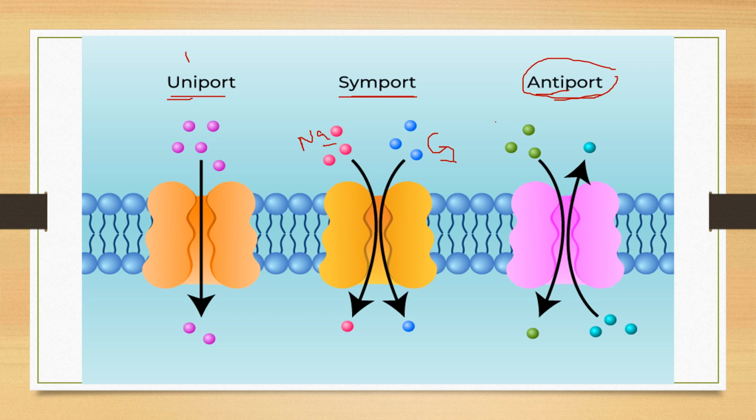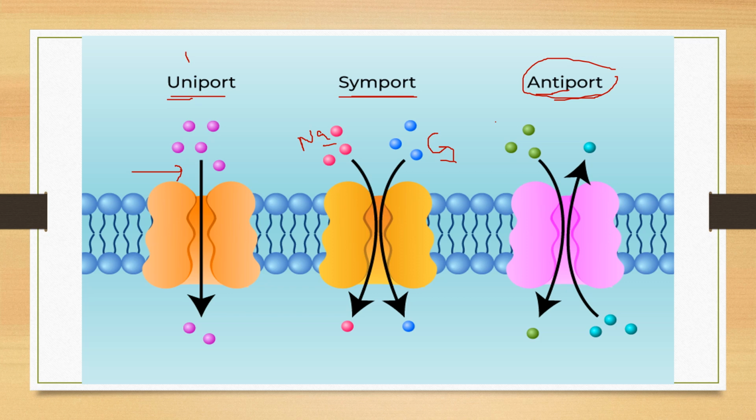To summarize, in uniport, only one molecule is involved. As you can see here, only one molecule is involved, and it is represented by pink color, whereas in symport two molecules are involved and both the molecules are moving in the same direction, either inside or outside. Whereas in antiport, again two molecules are involved and both molecules are moving in the opposite direction. If one molecule is taken in, the other molecule is taken out.